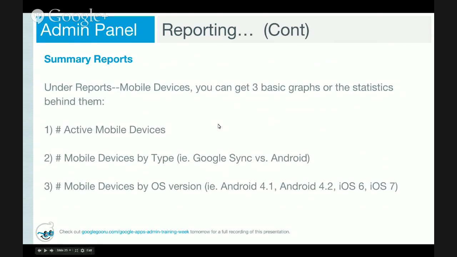So, kind of wrapping up a little bit, what kind of summary reports are there as well? Because besides all that great detail, there's also some cool high-level summary. They give you the number of active mobile devices, mobile device types, kind of give you this graph of how many Androids versus non-Android devices. They can also tell you how many of your devices by different operating system, give you sort of a flavor of what's really out there. Are things exploding in one direction or another? You have a lot of devices that need to be updated.